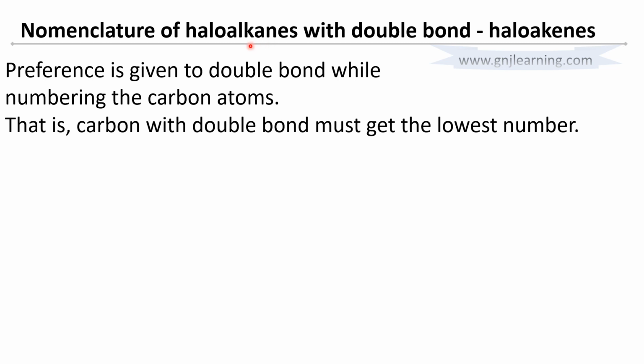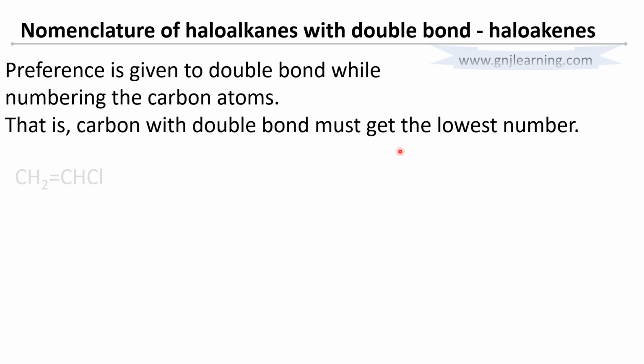Clear? So preference is given to the double bond while numbering the carbon atoms. For naming, in nomenclature, we usually number the carbon atoms. The carbon with the double bond must get the lowest number. We will see that with examples.